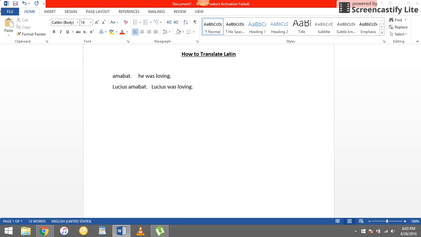And then we can get even more complicated. We could add an adjective to Lucius. So Lucius Laetus amabat. Lucius, or actually we describe him first. Happy Lucius was loving. And then we could say something he was loving. We would add a direct object. In Latin, the direct object comes after the subject.